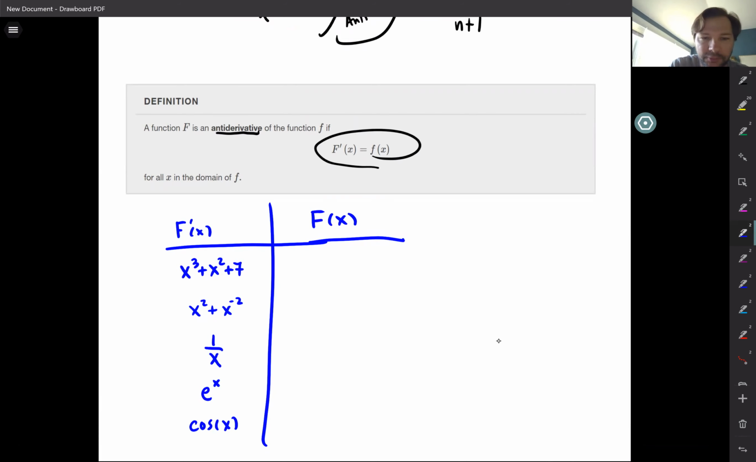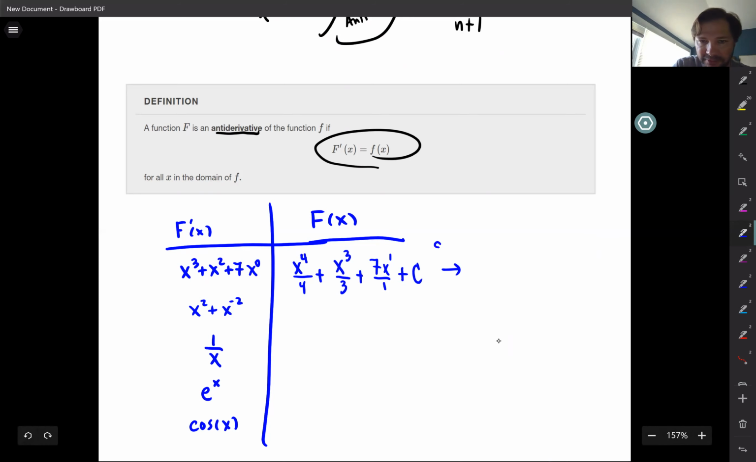Okay, well, this is going to be what? X to the, I'm going to add 1 to the power, so that's x to the 4th divided by 4. And x squared, well, I'm going to add 1 to 2, I get x cubed divided by 3. And then 7, you can think of that 7 as being 7x to the 0. So following that rule, that's 7x to the 1 divided by 1, which is just 7x, plus the constant of integration.